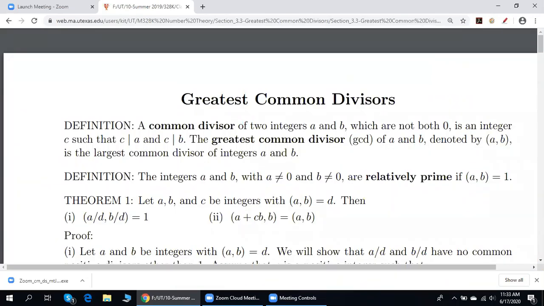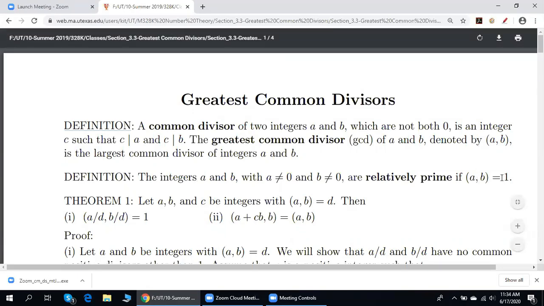We begin our discussion of section 3.3, greatest common divisors. We start with the following definition. A common divisor of two integers a and b, which are not both 0, is an integer c such that c divides a and c divides b. The greatest common divisor is the largest common divisor of integers a and b. We denote the greatest common divisor by (a, b) in parentheses. We also say that a and b are relatively prime if the greatest common divisor is equal to 1.